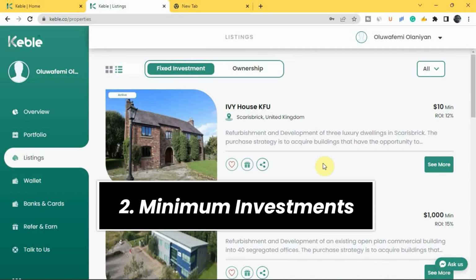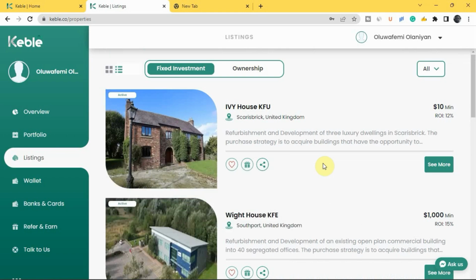Now, number 2 is minimum investment. Every property on the Keble platform has its own minimum amount that you can invest in. Now, if you check out this first property right here called the Ivy House KFU, you can see that the minimum investment is $10. What this means is that the minimum amount of money you can invest in this property is $10. You can see it right here at the right side of the screen.